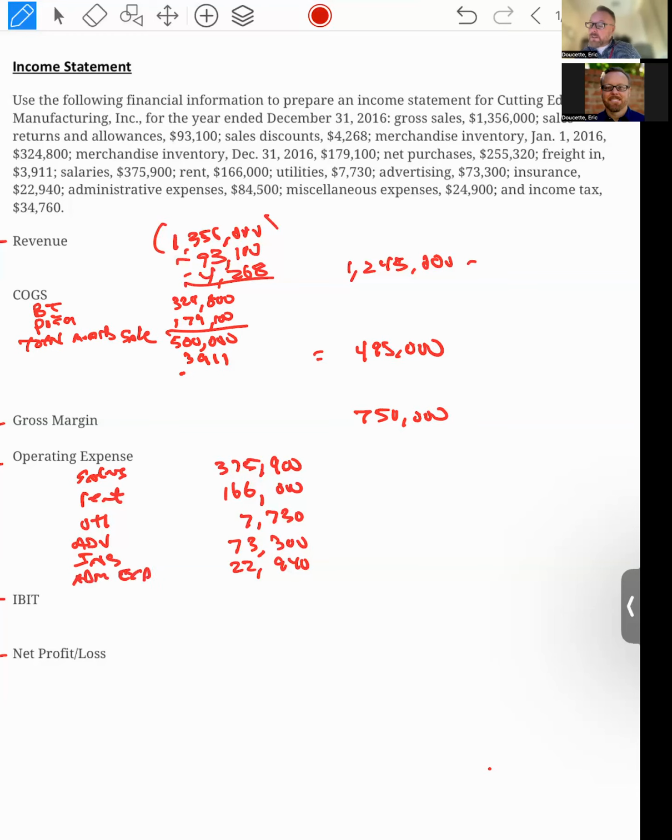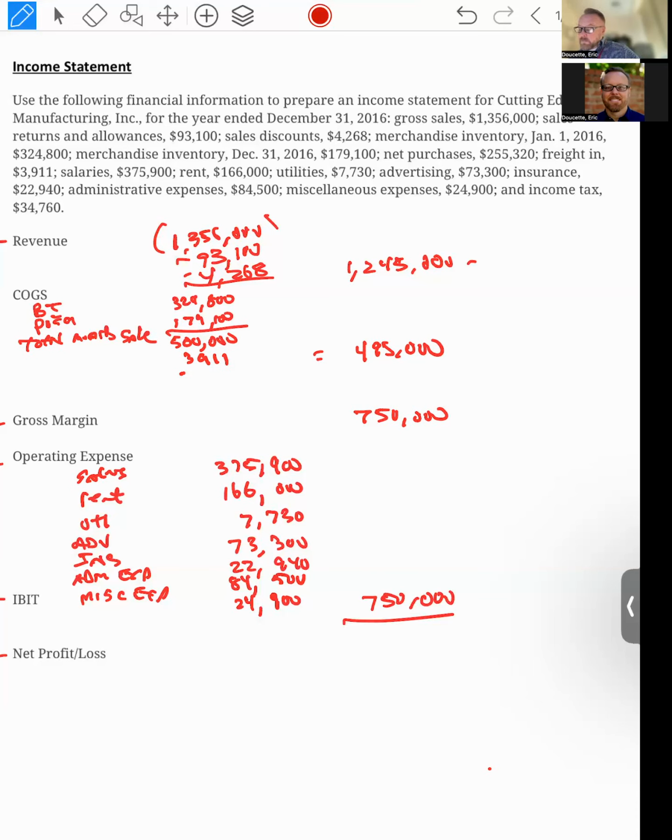I need to make this bigger so I can fit everything. 84,500. And then the last we had miscellaneous expense, and that was 24,900. So 376 plus 166, this is another 550,000, 650,000, 750,000. Yeah, we're looking at really, really close to being pretty much out of money here. It's roughly 750,000 was what her expenses all were.